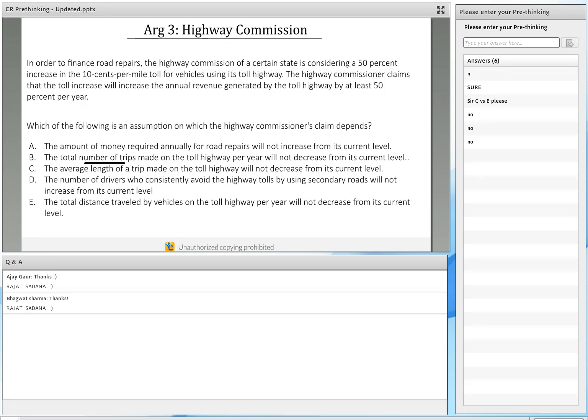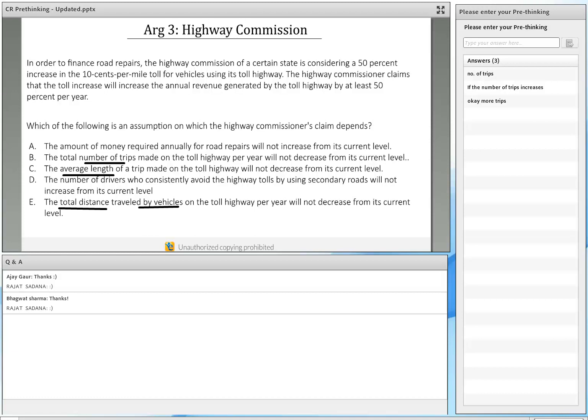C versus E is very similar. Just the same logic that you use to reject B. C attacks the other part. B attacks the number of trips. C attacks the average length of the trip. If the average length of the trip goes down, then how do we counter that? We actually take more trips. Right? That's it. Both of them are strengtheners, not assumptions.